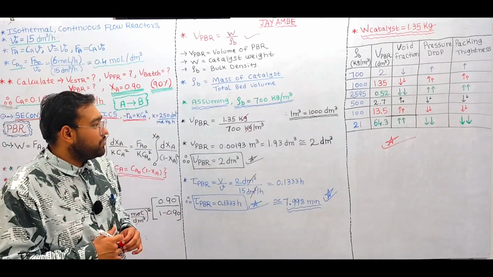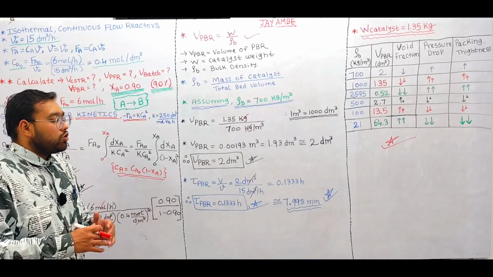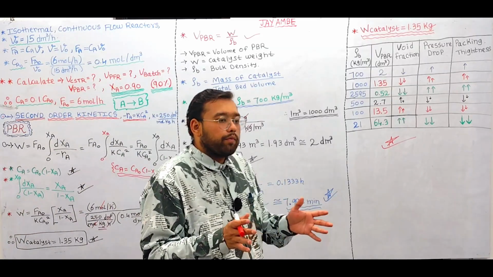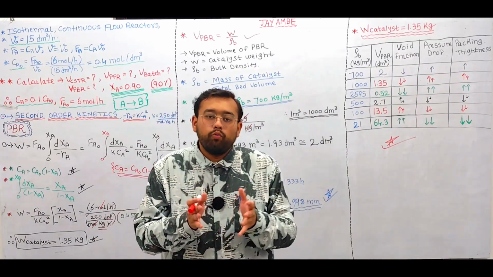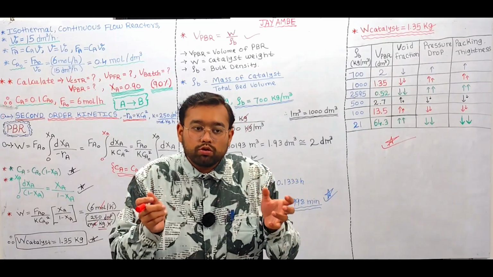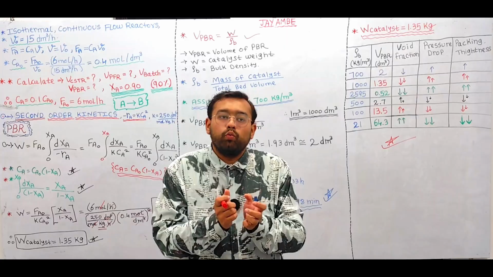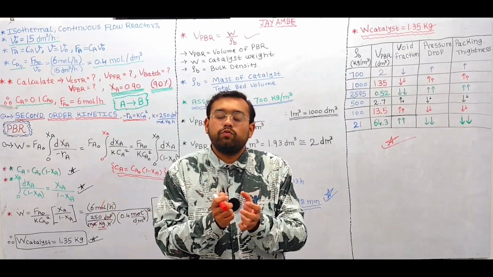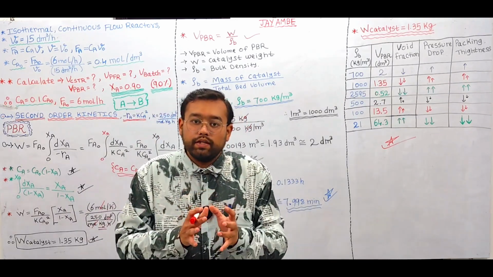I hope you have understood. I request you to please make all the notes. To conclude, if the bulk density increases, the volume of the packed bed reactor decreases. Due to the decrease in the volume of the packed bed reactor, the void fraction of the solid catalyst particles also decreases, due to which the void space between the solid particles is decreased, which results in an increase in the pressure drop, and the packing tightness increases.